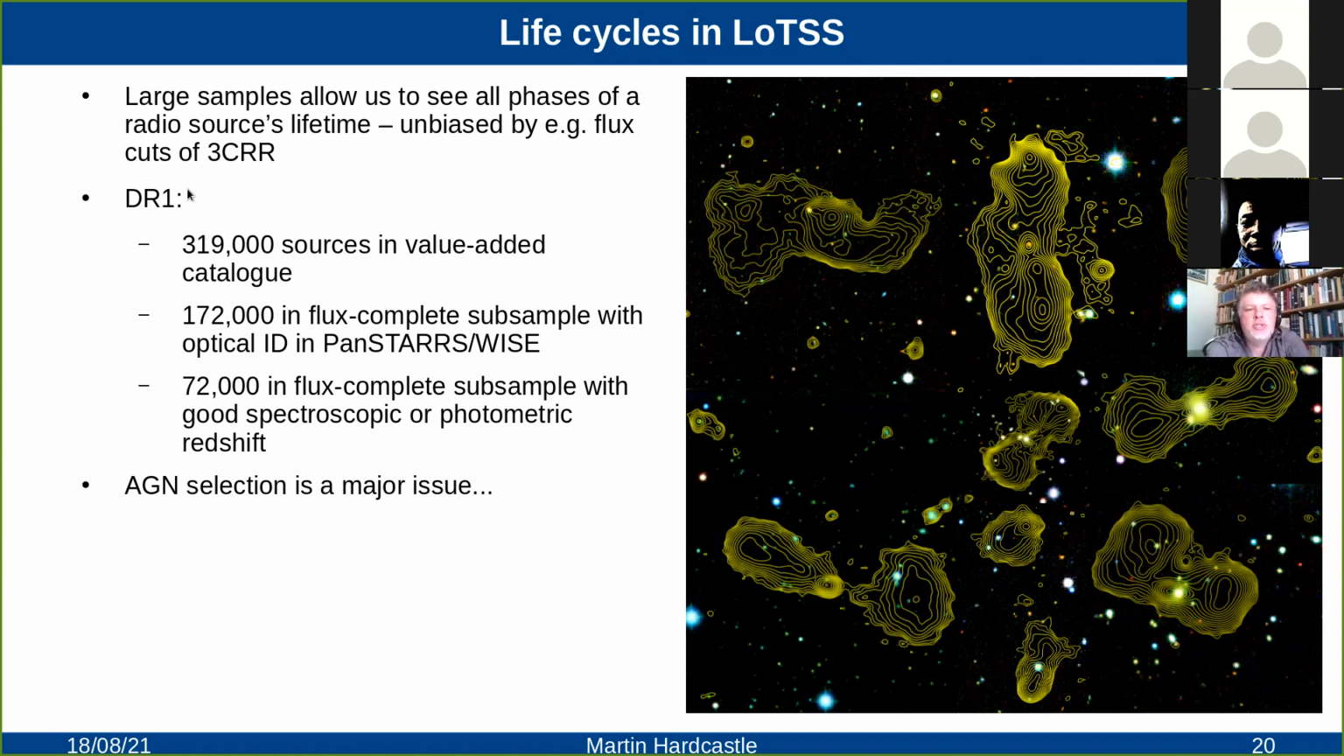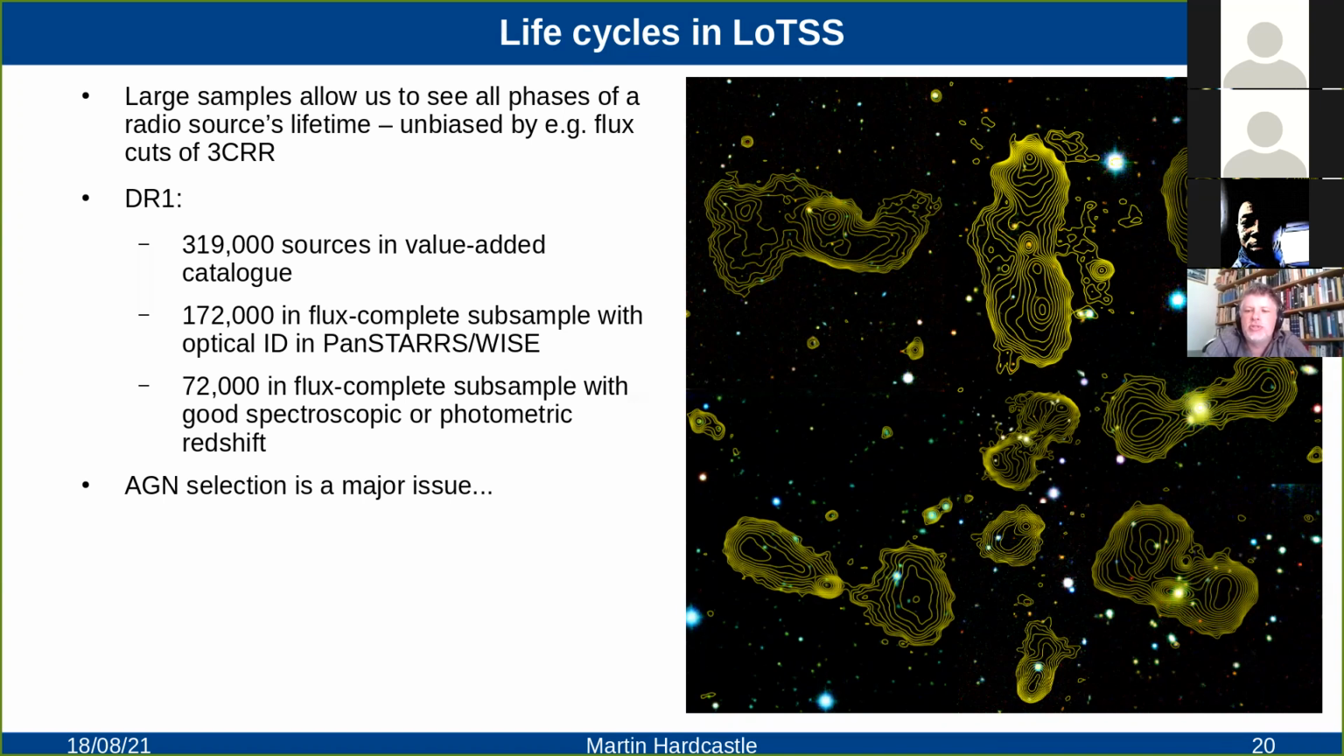And in the data release 1 data, which is the basis of what I'm going to tell you now, we had about 300,000 sources in the value-added catalogue. So that's objects where we tried to do an optical ID, and we were able to get a flux complete subsample of 72,000 objects with good spectroscopic or photometric redshifts. So that's a lot of radio sources. Famous radio surveys like the 3C survey get you a few hundred radio sources, so we're greatly increasing the sample sizes.